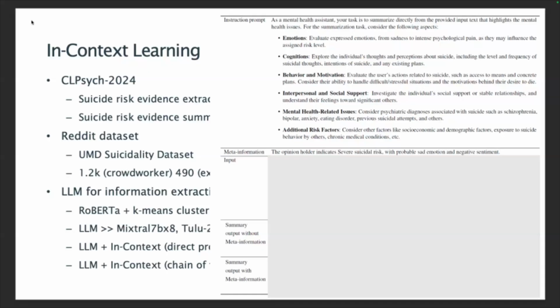Then, in the bit that's blacked out, we provide an input example. So that's the Reddit post that we want to classify. This is the in-context example, so we'll also give it the answer. We say, here's the summary without the meta information, here's the summary with the information. This was what the task needed.